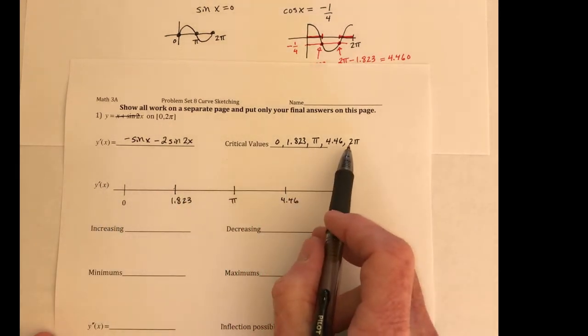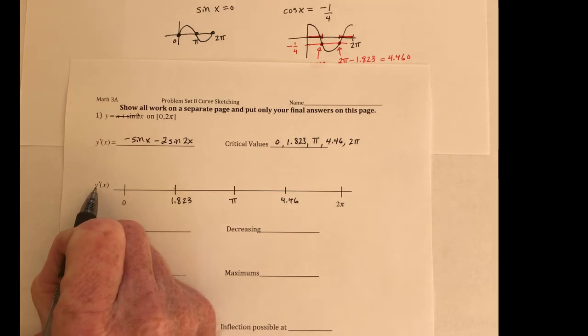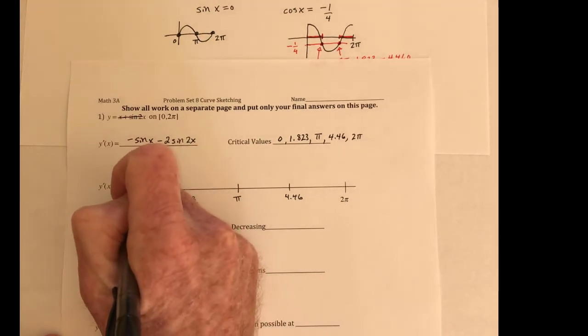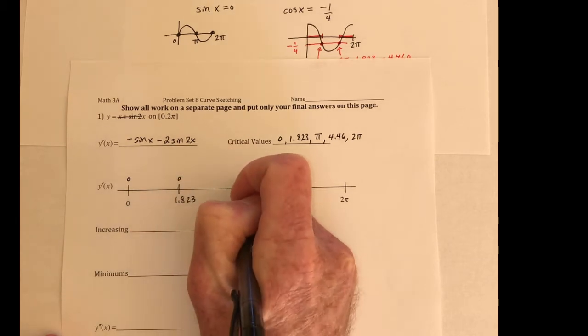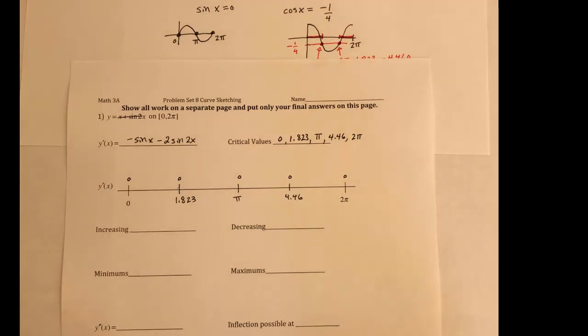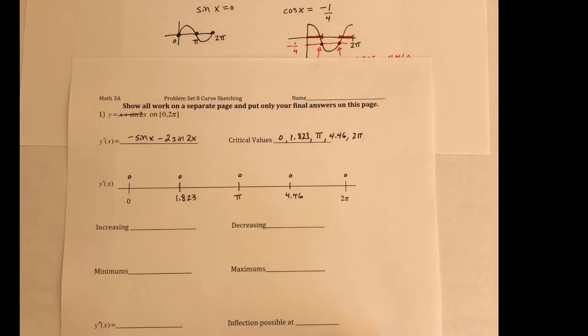And all of these values are where the derivative equals 0. So this information is going to be about the derivative. So the derivative equals 0 here, 0, 0. And then I want to see where's the derivative positive and where's the derivative negative.